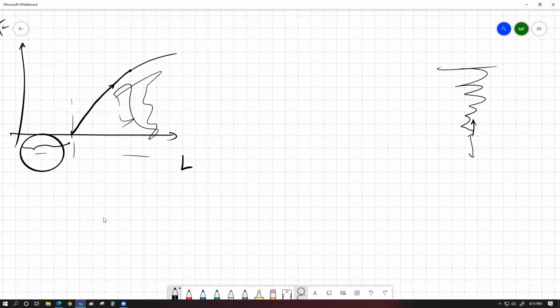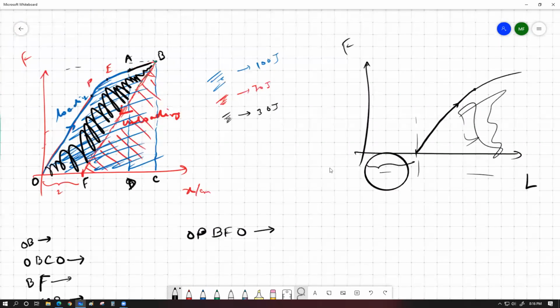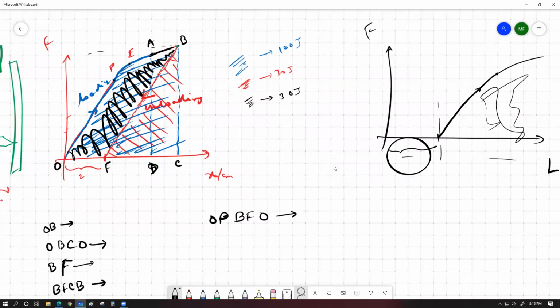So if a certain object starts to become compressed, one of the things that you have to understand is that I have described this as a force versus extension graph. In this case, we use the term force extension graph because this is easier for us to visualize and is the most commonly used term, not only in physics, but also in engineering as well.